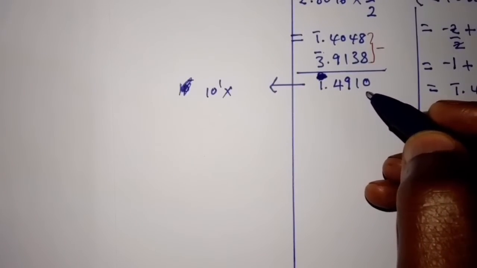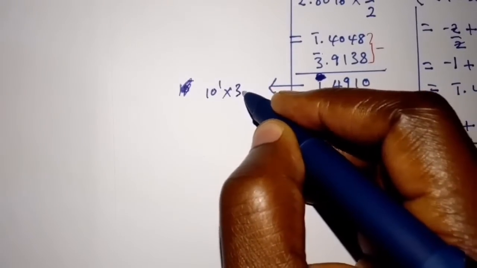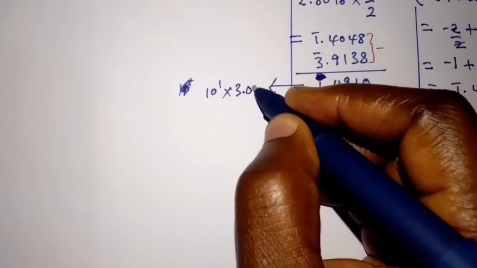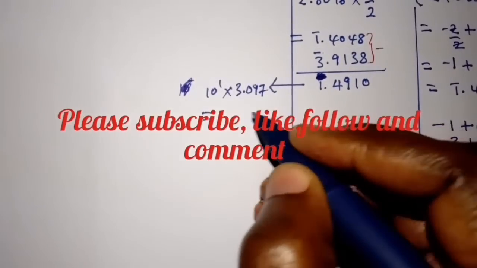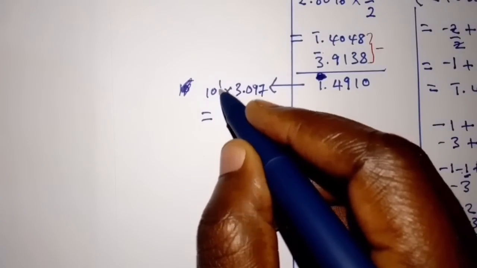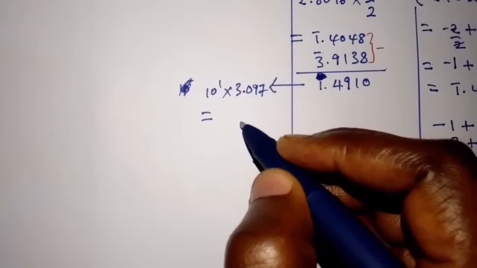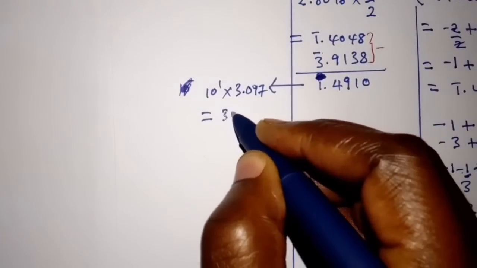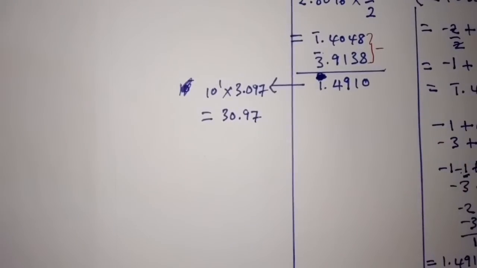0.4910 from the antilog table is 3.097, which is giving us 10 power 1 times 3.097, which is giving us 30.97.